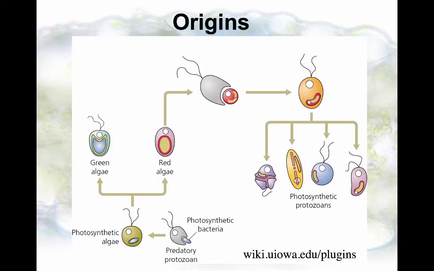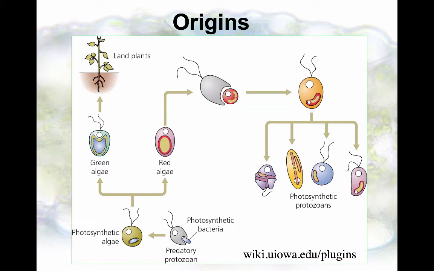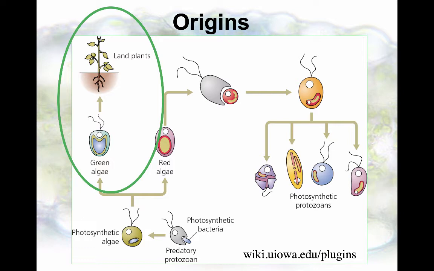Now, another really interesting thing, I think, is that way, way back, they kind of arose because there was a predatory protozoan that engulfed a photosynthetic bacteria. And that photosynthetic bacteria later became the chloroplast. Okay, so we had our protozoan becoming this photosynthetic organism, and we can see that they actually diverged into two groups of algae, the green algae and the red algae. And it was the green algae that actually gave rise to the land plants. So yay, green algae.